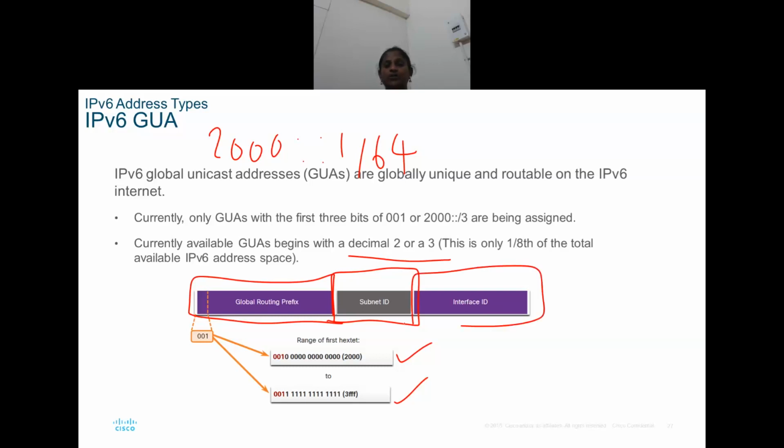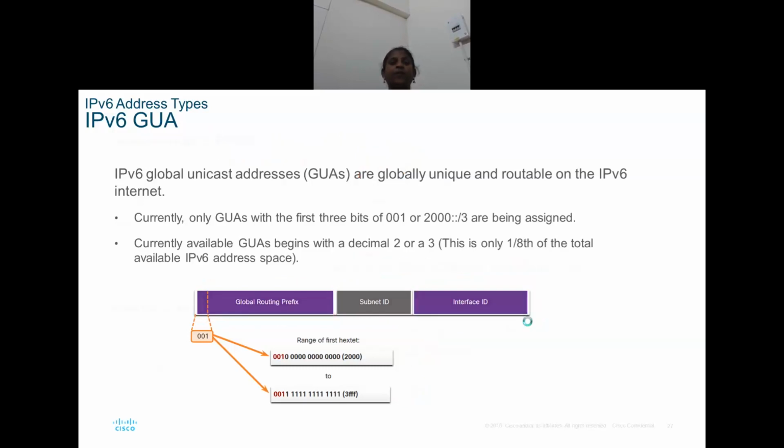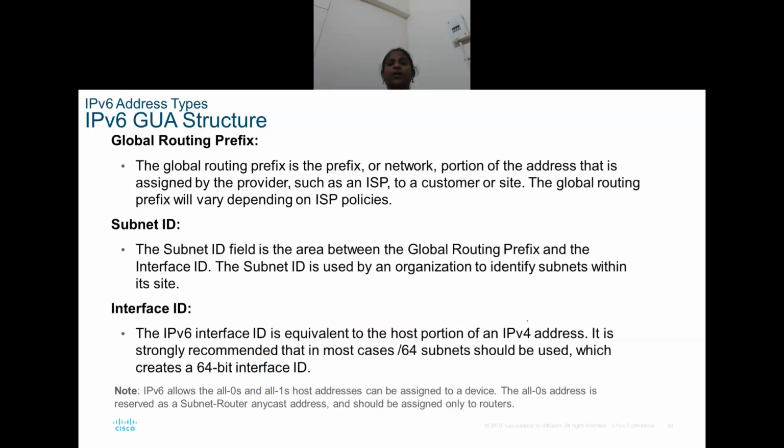And again, the last one is the host ID. Like 192.168.1.0 is the network address, but 1.1 is the host address. So that 1.1 is the interface ID. So the global unicast address has three sections, as I told you: global routing prefix, subnet ID, and the interface ID.